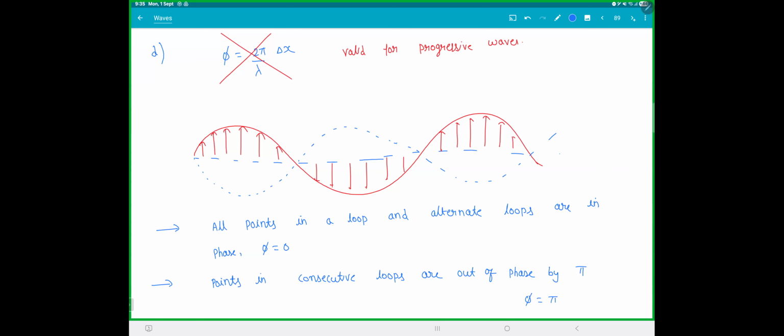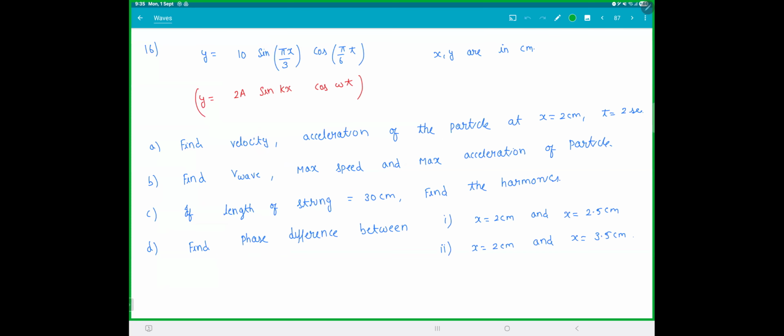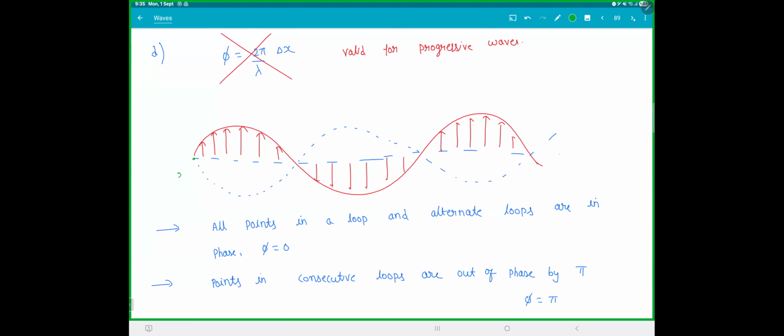So that is one major difference. That formula you derived from a progressive wave, you can't use it here. Now look at our points here. Which points do you want? 2, 2.5 and 3.5. So this is x is equal to 0. We proved one loop length is x is equal to 3. So x is equal to 2.5 will be somewhere here and x is equal to 3.5 will be somewhere here. And this is how you have to check.